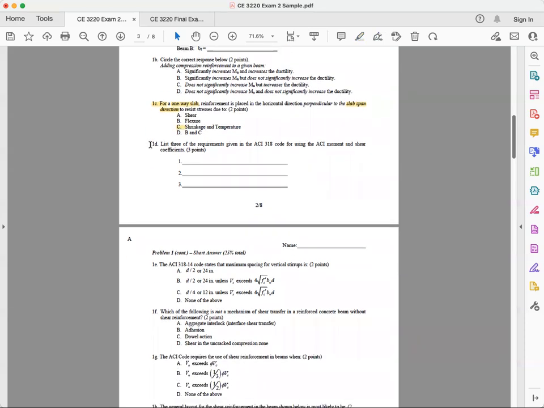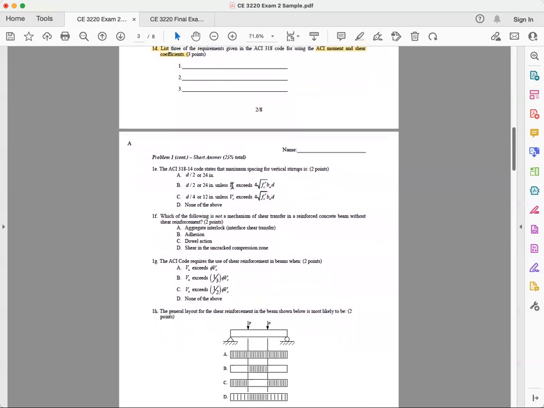All right, now 1D, this again is related. I'm just going to highlight this. List 3 of the requirements given in the ACI 318 code for using the ACI moment and shear coefficients. So this is testing the requirements for the moment coefficient. There actually are 6 requirements, so you only have to list 3 out of the 6.